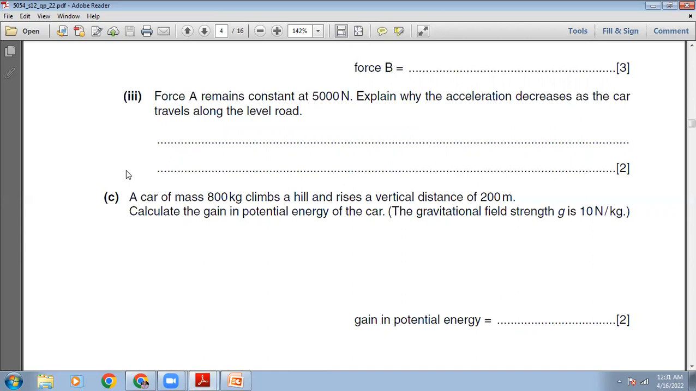because your speed is increasing. So the air resistance will become greater. So the resultant force will become smaller. So the amount of acceleration produced will also decrease.